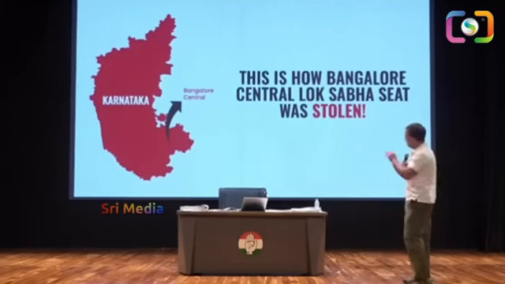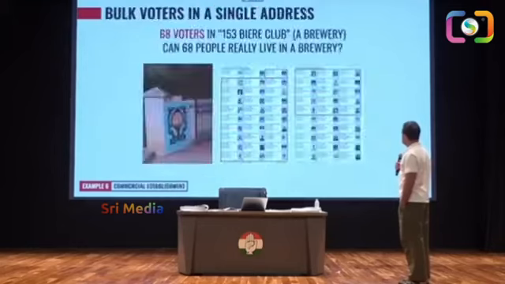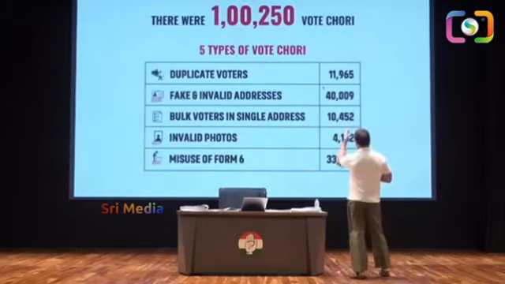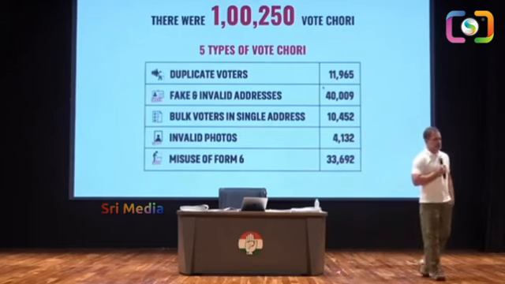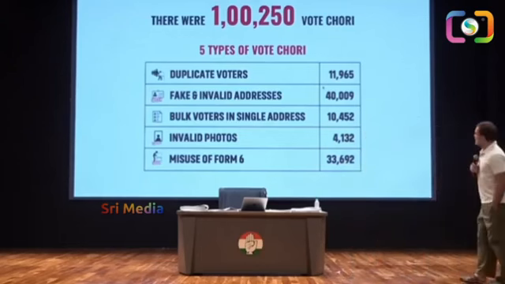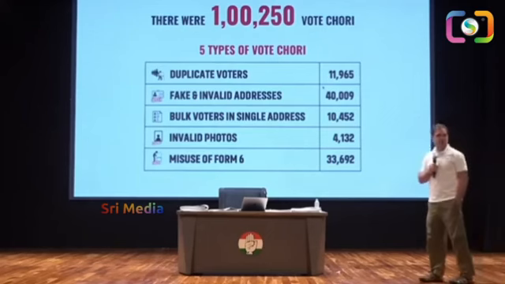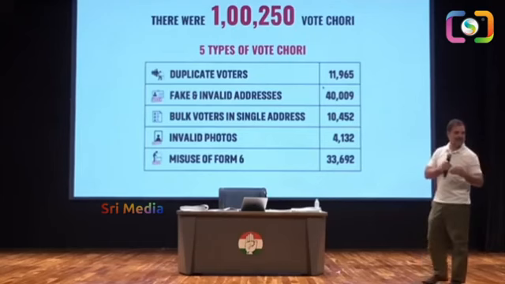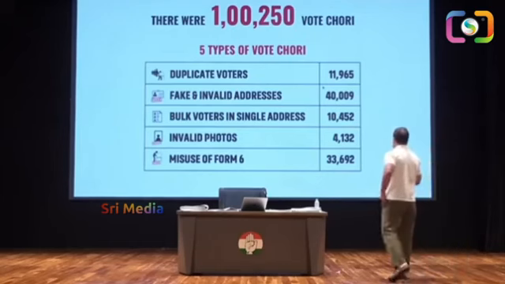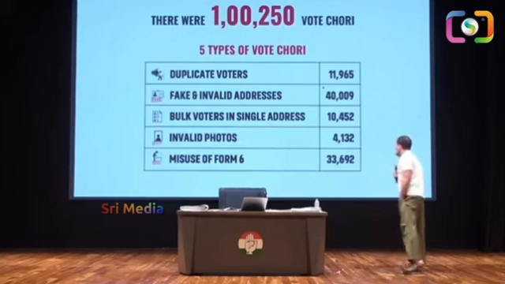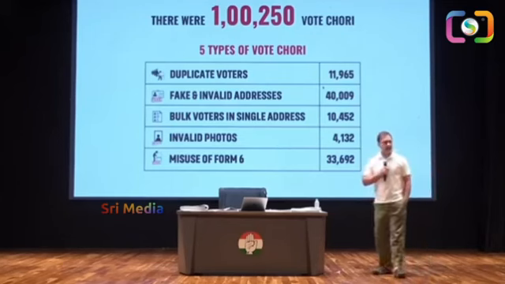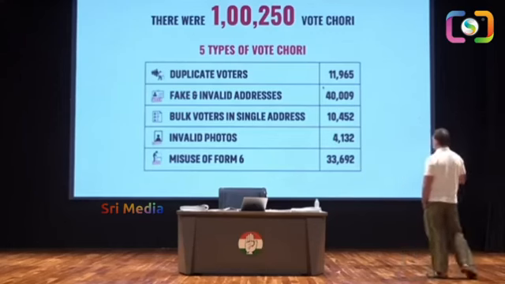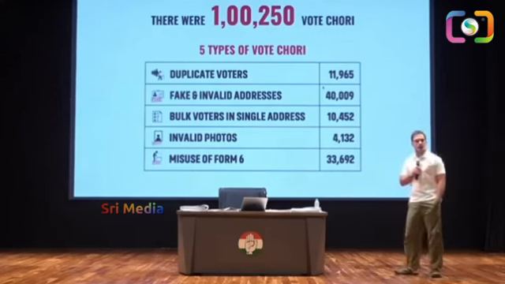Just take me back to the numbers. 1 lakh. Yeah. So 1,250,000 stolen, election won in one assembly. Duplicate votes 11,965. Dessert, starter, right? Duplicate voter 11,965. Fake and invalid addresses 40,009. Bulk voters in single address 10,452. Invalid photos 4,132. Misuse of Form 6 33,692.